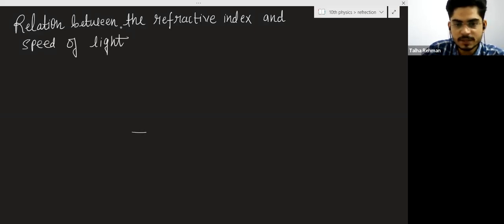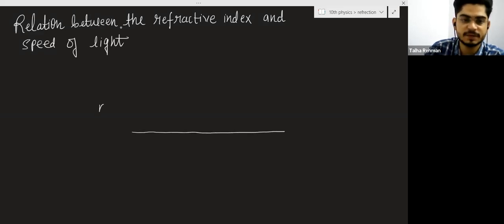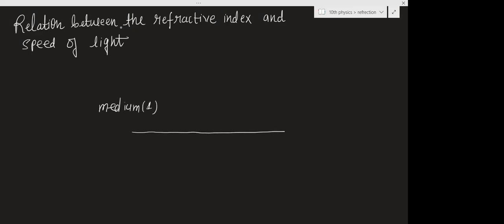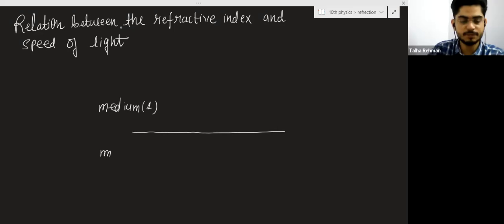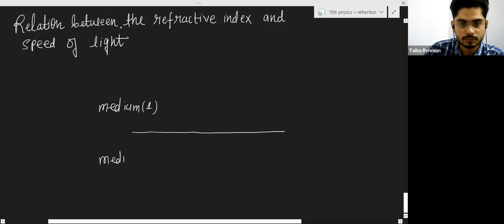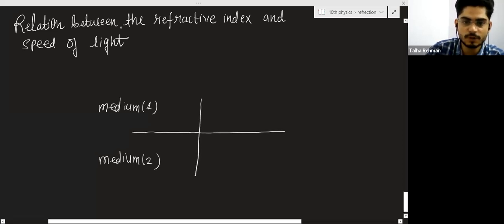Now let's see, Azaan. This is the interface. Suppose this is medium 1. Are you getting my voice, Azaan? Yes, sir. This is medium 1. Okay. This is medium 2. And light is traveling from one medium to another. This is the normal. And a light ray is coming like this and going like this.